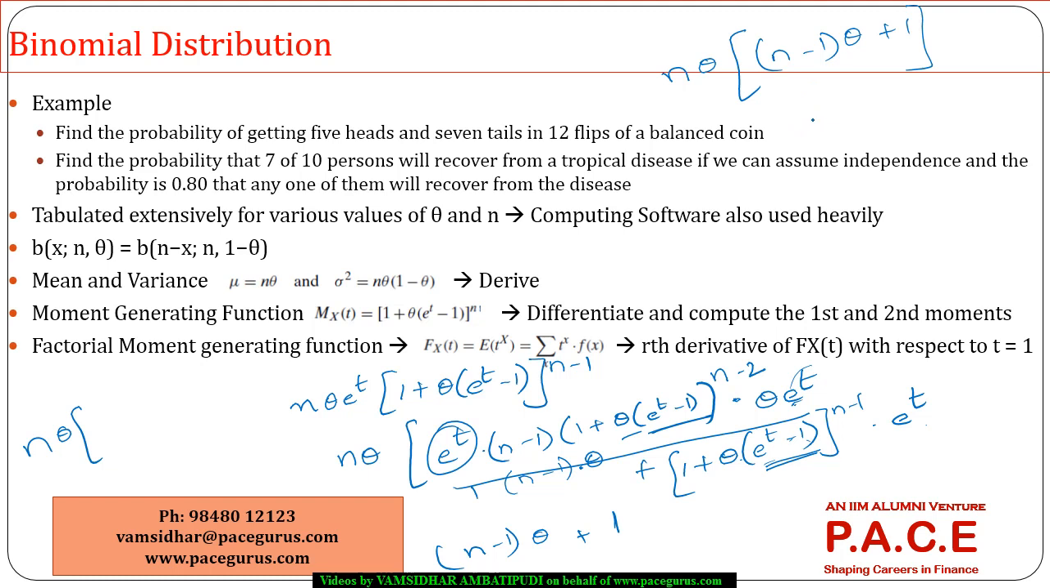Which is otherwise coming out as n into (n minus 1) theta squared plus n theta. So n squared theta squared minus n theta squared plus n theta is the expected value of x squared, and we subtract the expected value of x, whole squared. If I take these two things, that is what will give me the variance, which will work out as n theta into (1 minus theta).